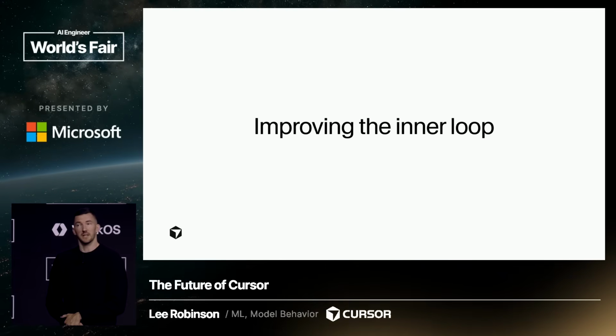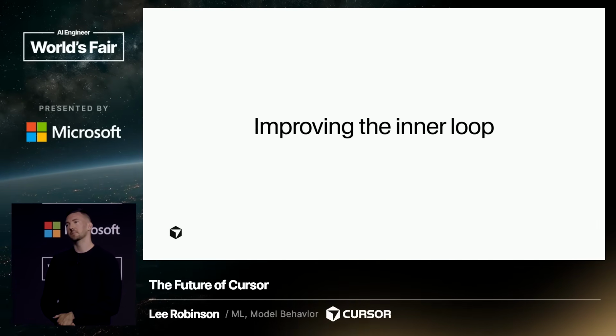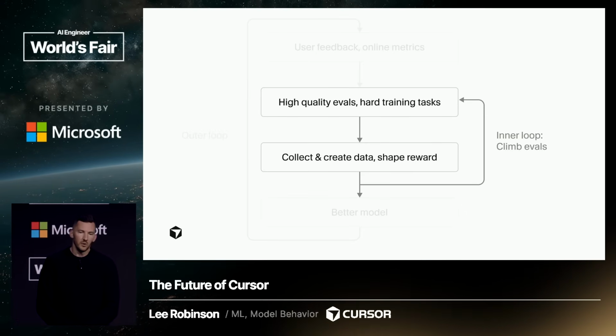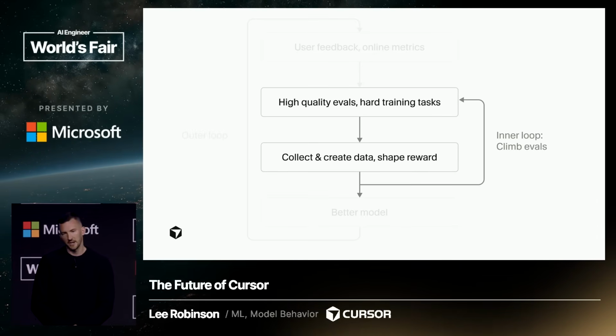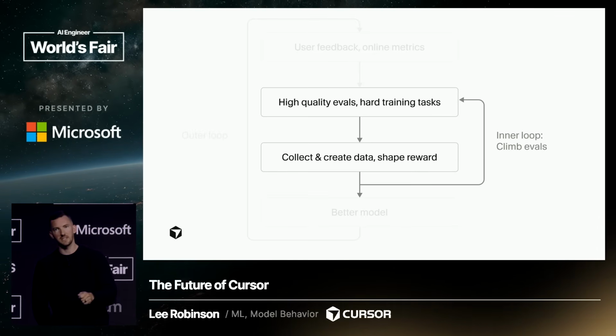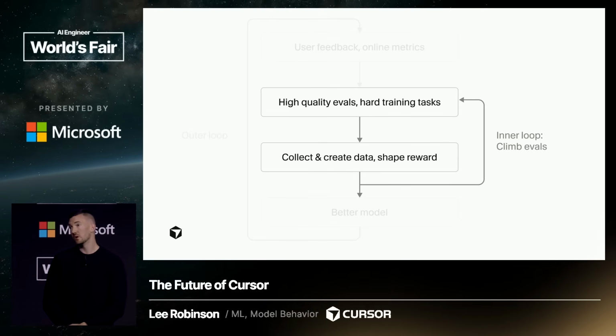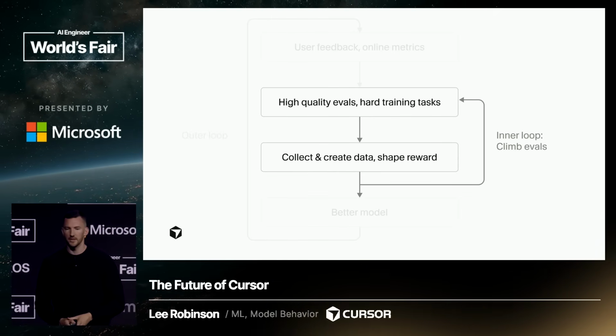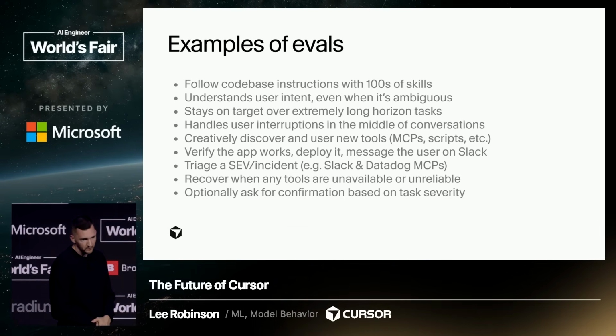But really the place where we can make massive speedups is improving that inner loop. Just to zoom back in on that again, we have these high-quality evals, we have these very difficult training tasks, and we want to climb these evals as quickly as possible, so that if we make a new checkpoint of the model, we know we're actually making progress on the things that we want to measure.